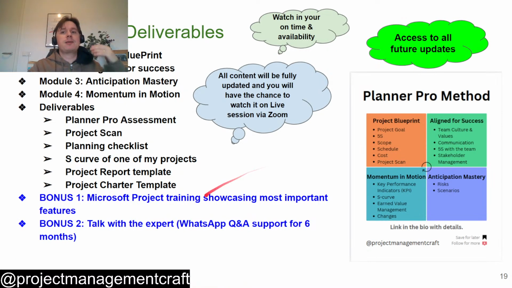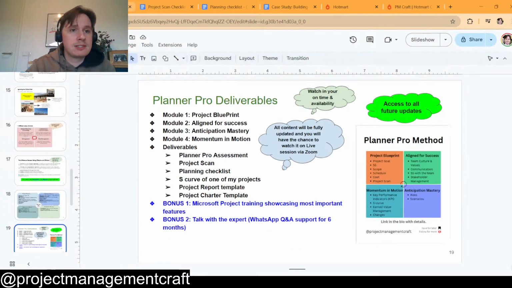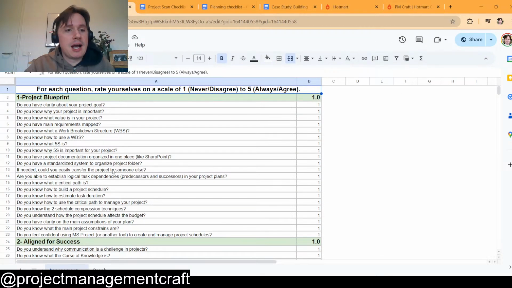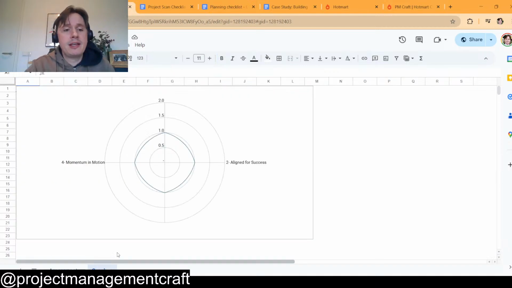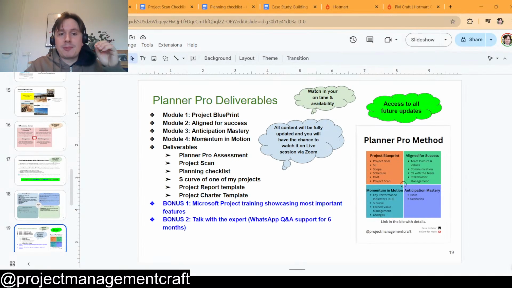So what are the Planner Pro deliverables? You have a training with the 4 modules that I just showed you, and you have deliverables like a Planner Pro assessment. If you want to start, you start the training with an assessment to understand where you are. With this assessment, you start to understand what your gaps are. Let me show you what this assessment looks like. So this is how you're going to see your assessment. You have a bunch of questions in those different dimensions, and in the end, you get a graph to see where you are. Of course, this here is just a random number, so you have an idea, but this is the first step that you're going to do.